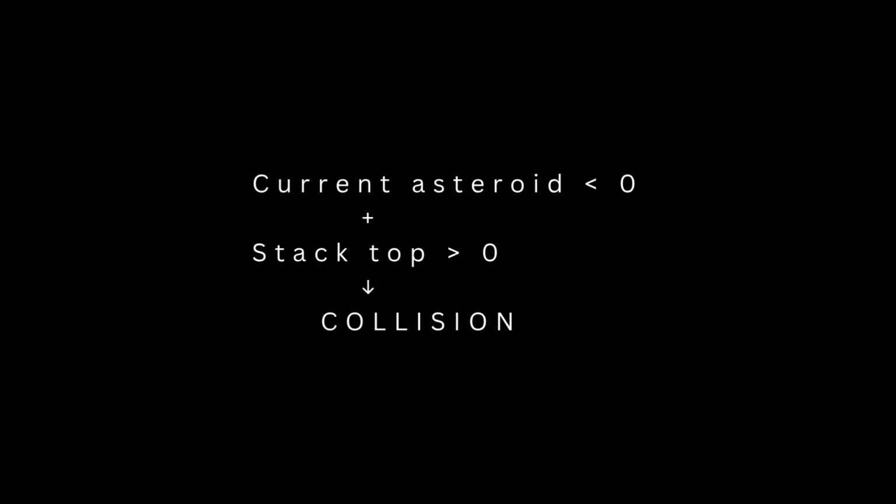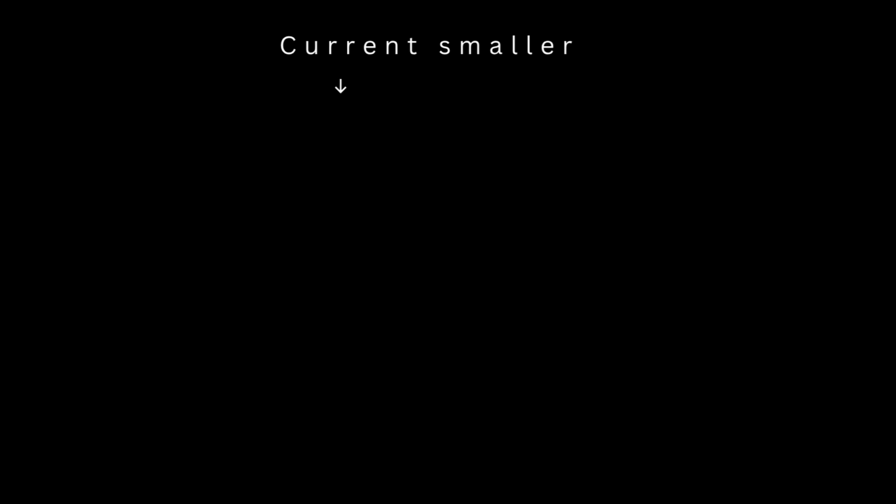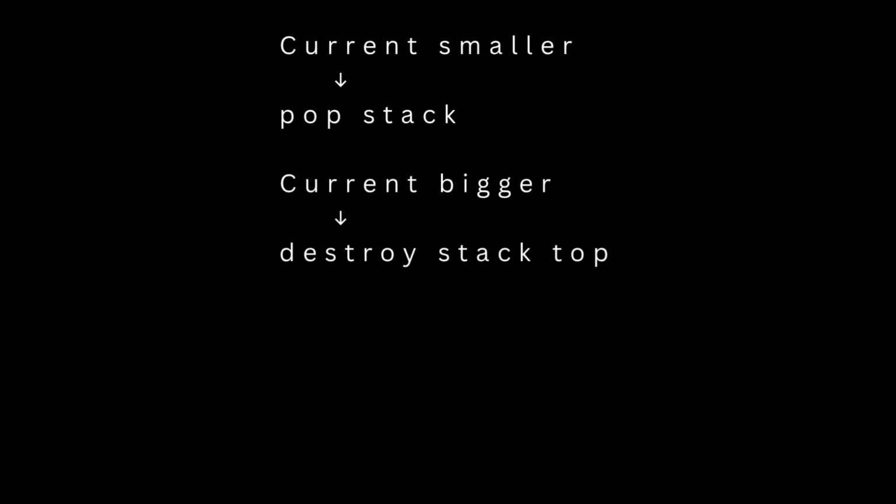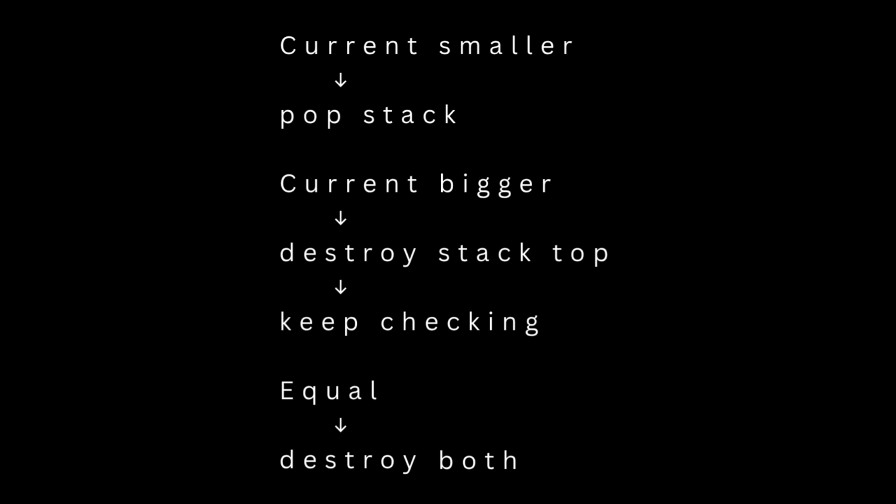So whenever the current asteroid is negative and the top of the stack is positive, we have a collision. If the stack asteroid is smaller, we pop it and continue checking. If the current asteroid is smaller, the current asteroid is destroyed. If they are equal, both are destroyed. But notice something important. If the top of the stack is already negative, there is no collision. They both are moving left. The same is true when the current asteroid is positive. It can simply be added to the stack because it's moving right.